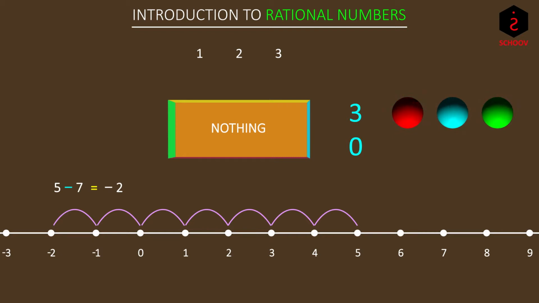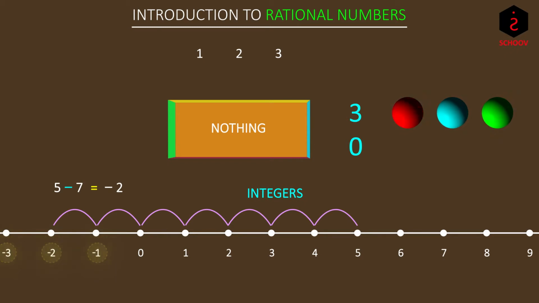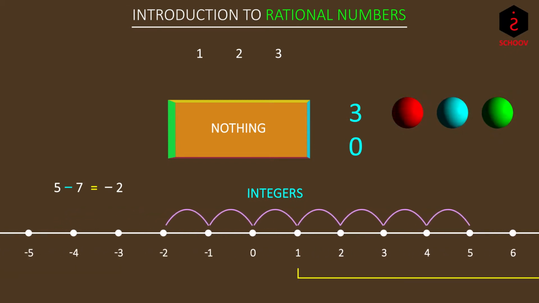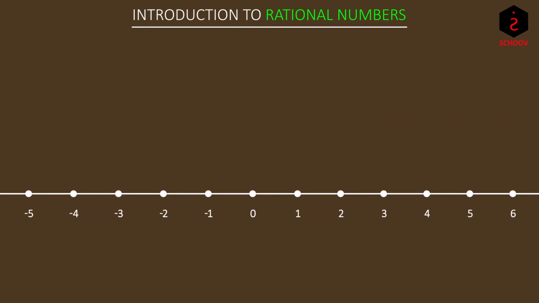So when we include negative numbers, we get integers. So integers mean positive numbers, negative numbers, and 0. Alright, moving on. We cannot see any points between these integers, say 0 and 1, or 1 and 2, or -2 and -3. But wait, there are points between them.